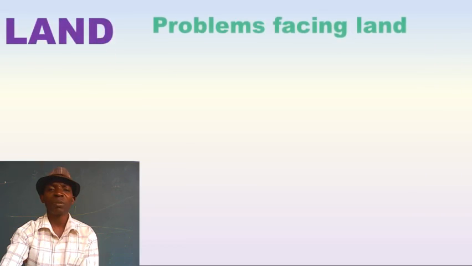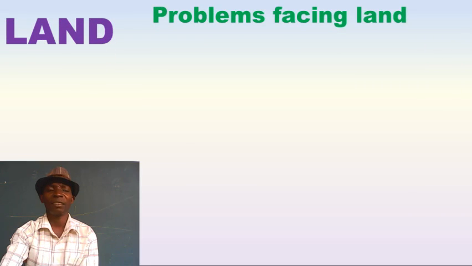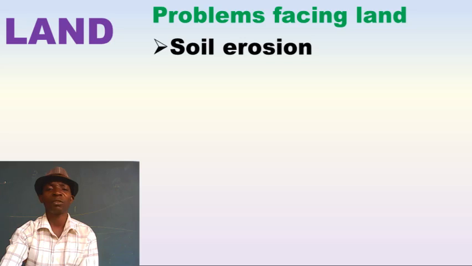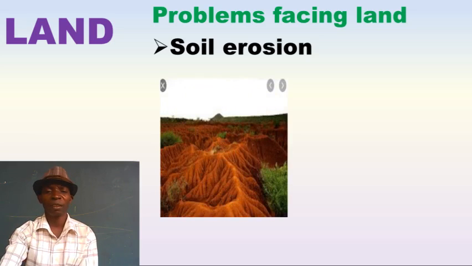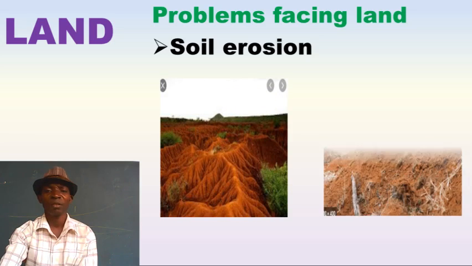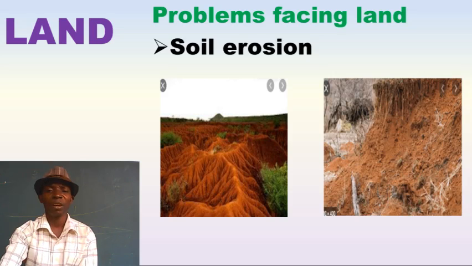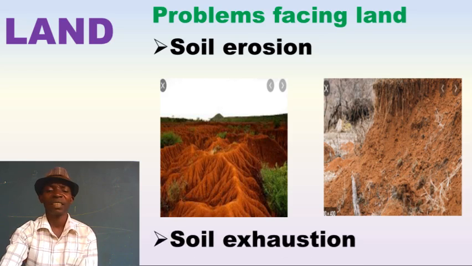We have problems facing land. What are those problems facing land? Soil erosion is one of the problems facing land. That is a picture of soil erosion. That's another picture for soil erosion. It's one of the problems facing land.